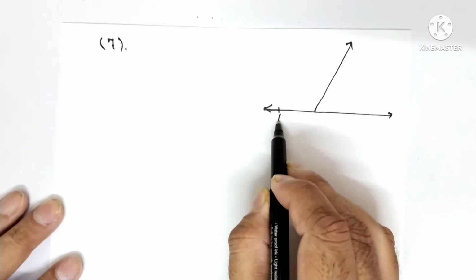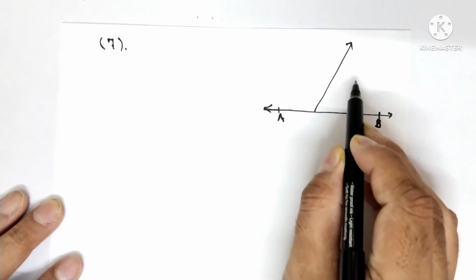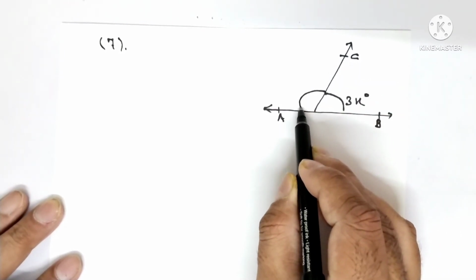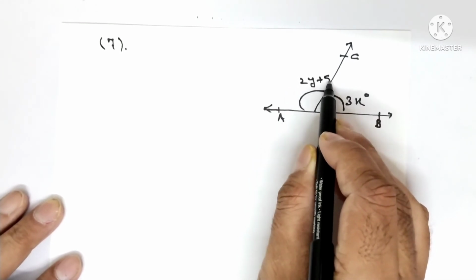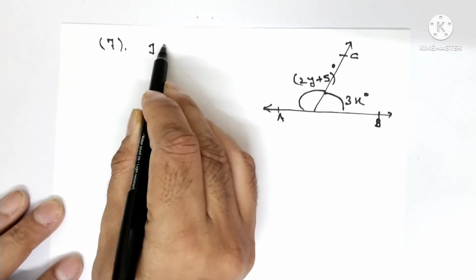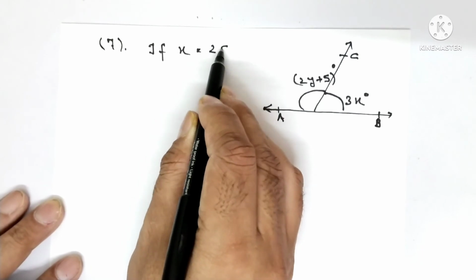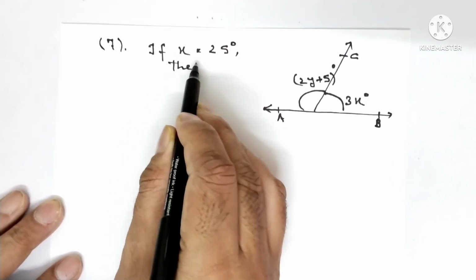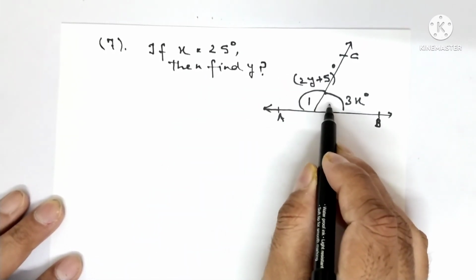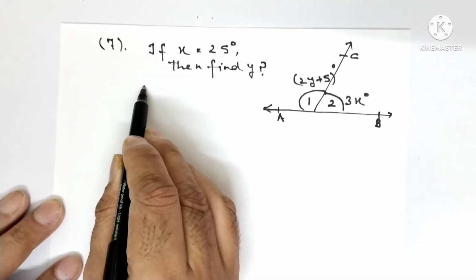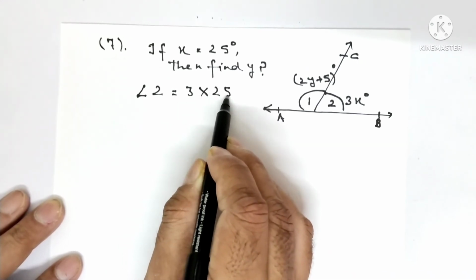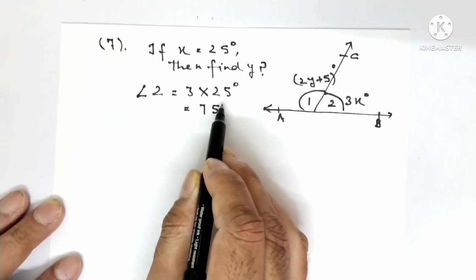Question number 7. Here is point A, here is point B, and here is point C. This angle is 3x degree and this angle is 2y plus 5 degree. What do we need to find from this figure? If x is equal to 25 degree, then find y. So this angle you can name 1, this angle you can name 2. Angle 2 is equal to 3x degree. So 3 into 25 degree will be equal to 75 degree.